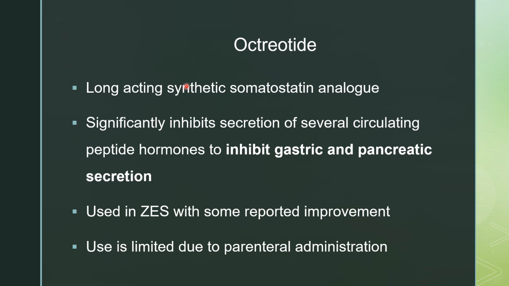Your octreotide is a long-acting synthetic somatostatin analog, and it acts by significantly inhibiting the secretion of several circulating peptide hormones. Thus, it will inhibit gastric and pancreatic secretions. Octreotide is used in cases of your Zollinger-Ellison syndrome with some reported improvement. The downside of using octreotide, or its limitation, is that it is limited only for intravenous or parenteral use.